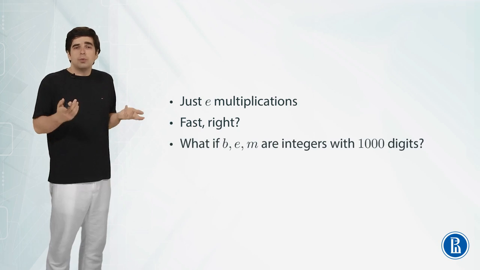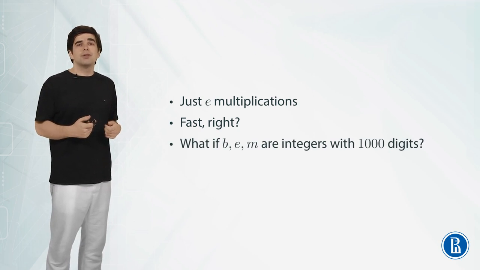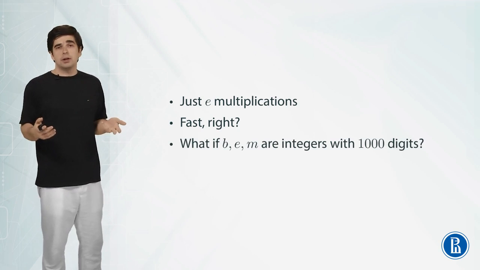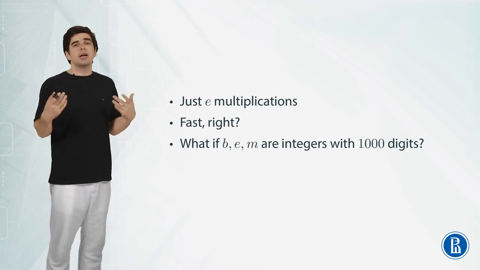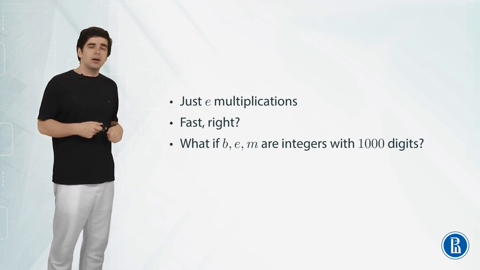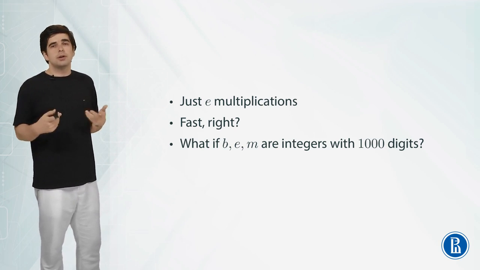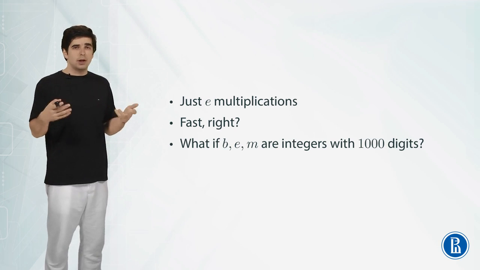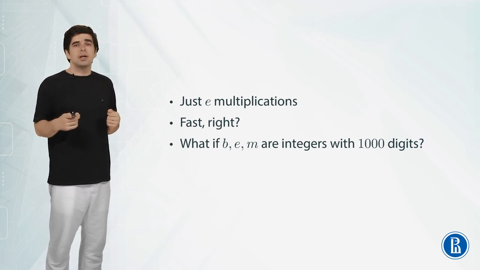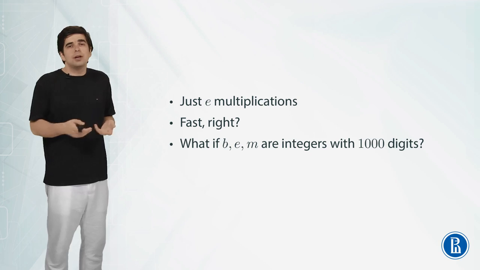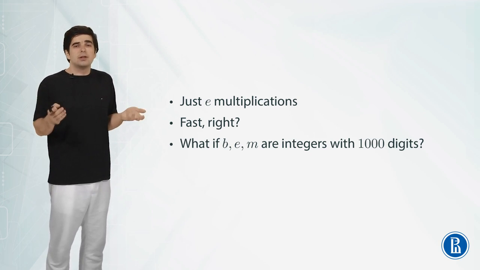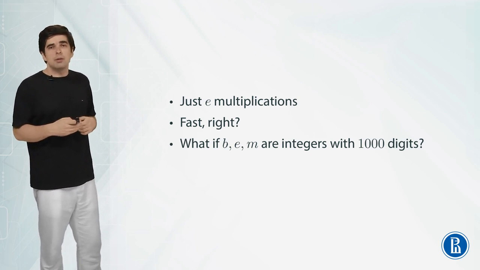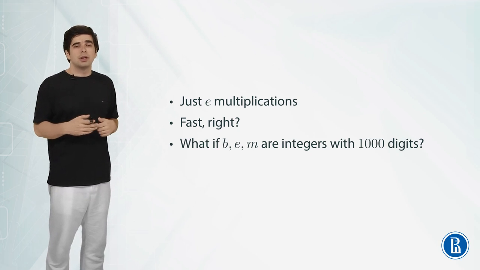Well, not always. What if b, e, and m are actually integers with thousands of digits? And this is actually a practical case for cryptography. We need to work with really large integers so that Eve cannot decipher our messages. If b, e, and m are very small, then it would be very easy for Eve to decipher. But if we want our algorithm to work, then these numbers must be very big, and then making e multiplications where e is a number with 1000 digits, well, it won't finish in our life or probably in the time of existence of this universe, so we have to come up with something much faster than e multiplications.